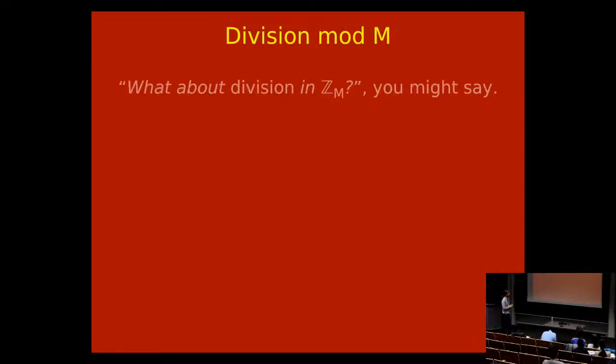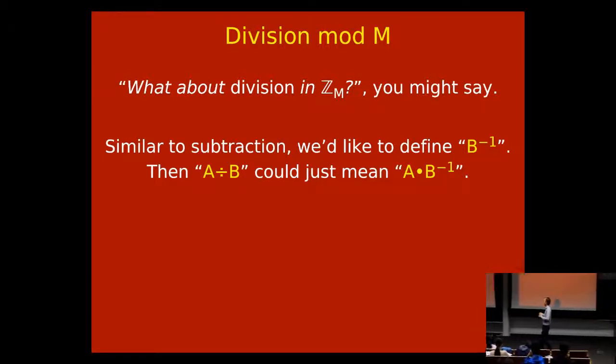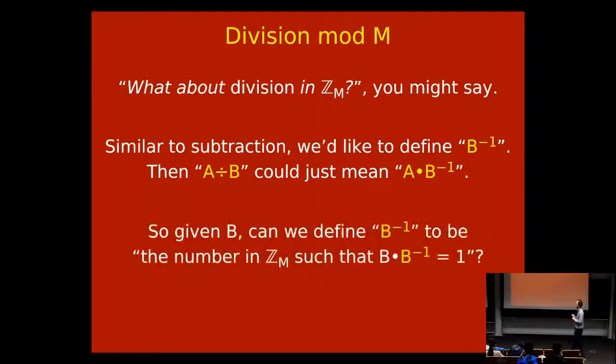So let's go to the last one, division. Now, there's a bit of a problem with division when you're doing integers: you cannot always divide an integer by an integer and get an integer. But let's see what happens here. Well, it's going to be similar to subtraction. If I want to define a divided by b, let me just try to define the reciprocal, b inverse. And then I can get a divided by b, I'll just say that's a times the reciprocal of b. Given b, maybe I'll define b inverse to be that number in the table which, if you multiply it by b, you get 1. That's what it's supposed to be, right?